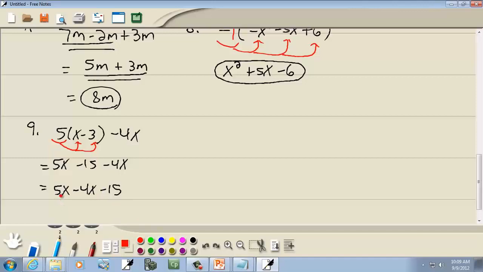Now addition, subtraction. Well, that includes combining like terms. So here we have 5x minus 4x. That's going to give us a positive 1x, or just x. If you have a 1 here, typically you just drop it off, and this would be your answer. Can't combine the x and the 15 because they're not like terms.